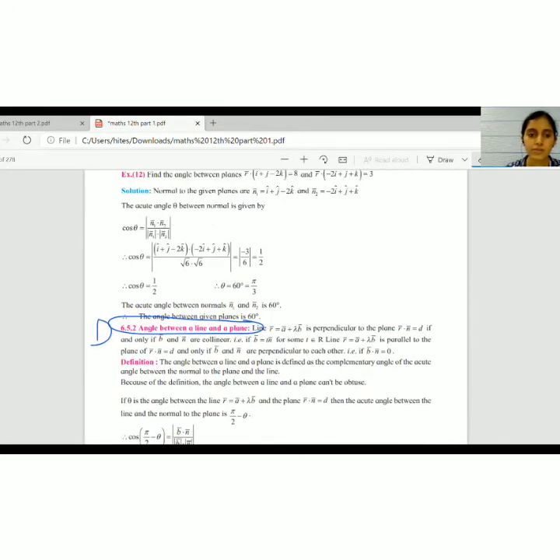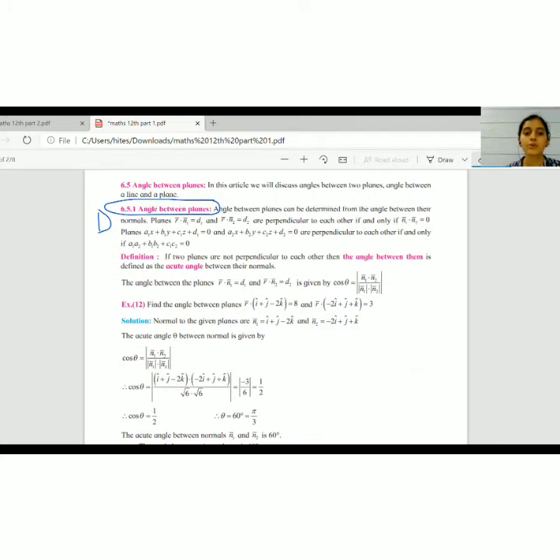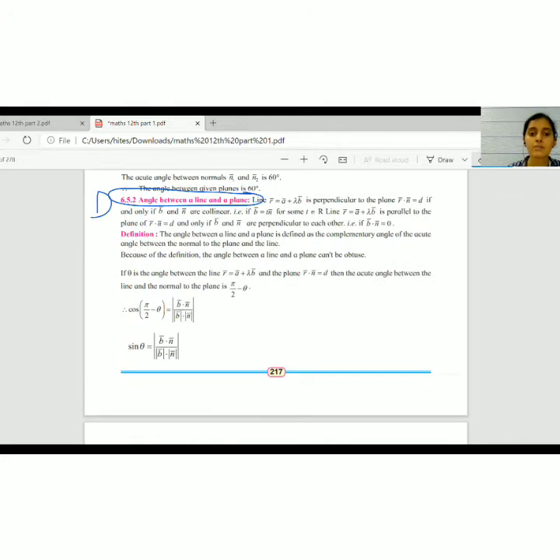Yeah, here we are. 6.5.1, angle between planes is not there. Okay, so I will just explain it to you in brief what angle between planes would be. Then angle between a line and a plane again excluded, so we'll just do it in brief.